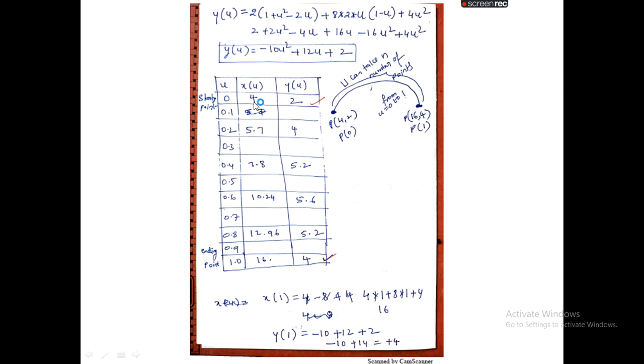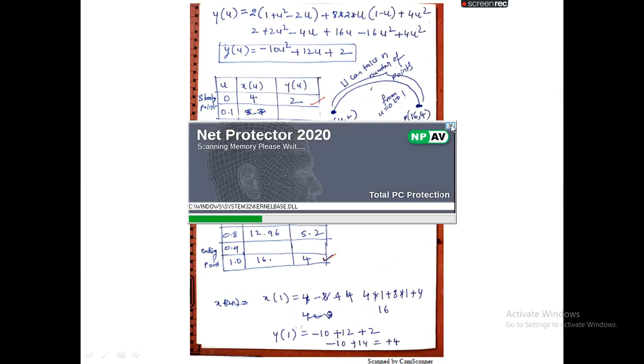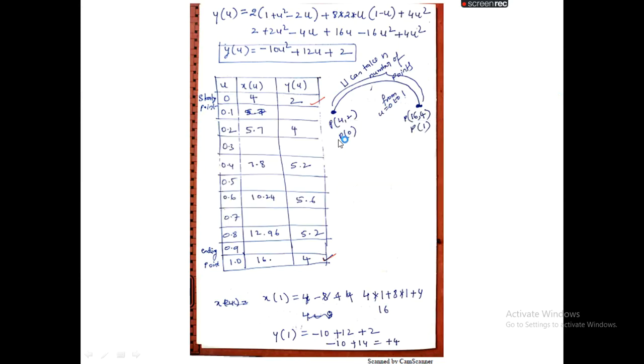Means first pixel position is 4 comma 2. Please see the mouse pointer. First control point, or first pixel position, I got 4 comma 2, when I substituted u value equal to 0.